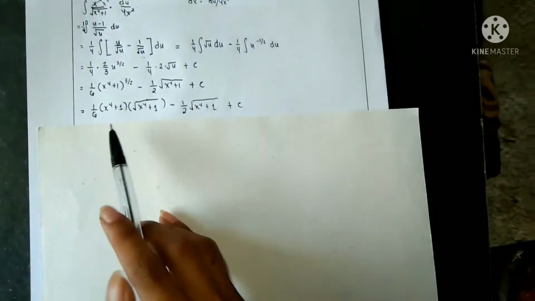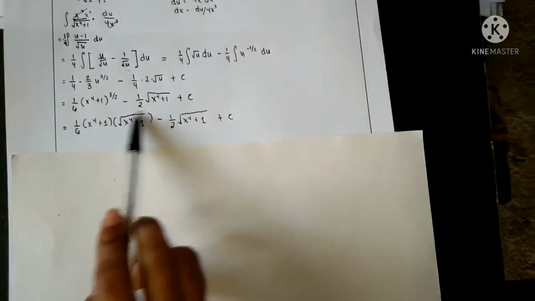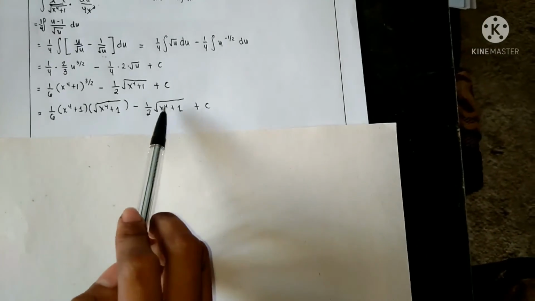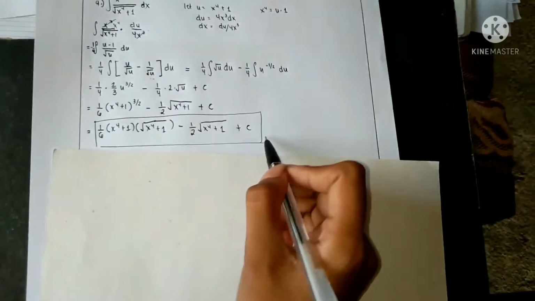So our final answer will be 1/6 (x raised to 4 plus 1) times the square root of x raised to 4 plus 1, minus 1/2 the square root of x raised to 4 plus 1, plus c. This is our final answer.